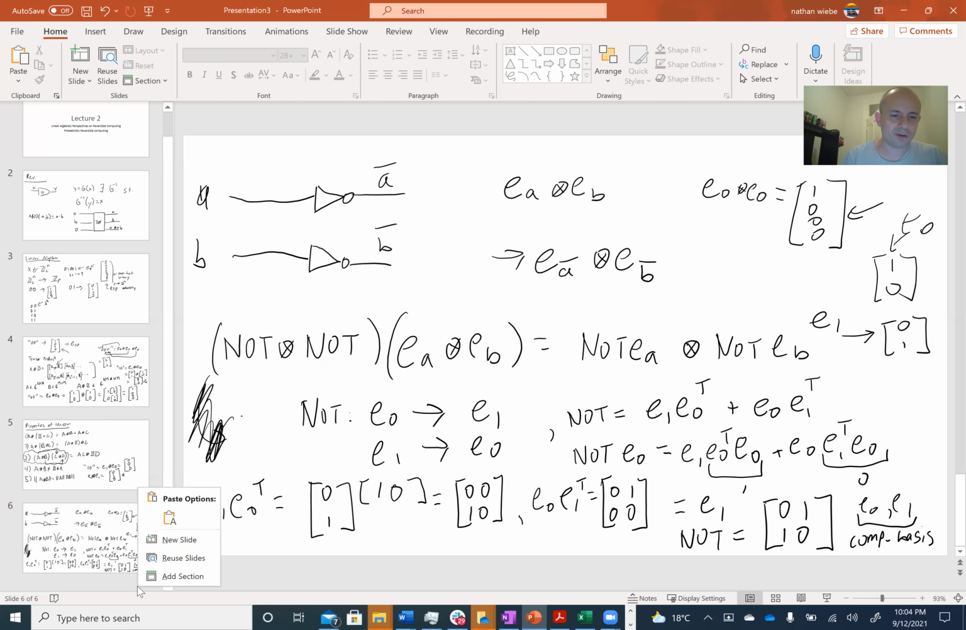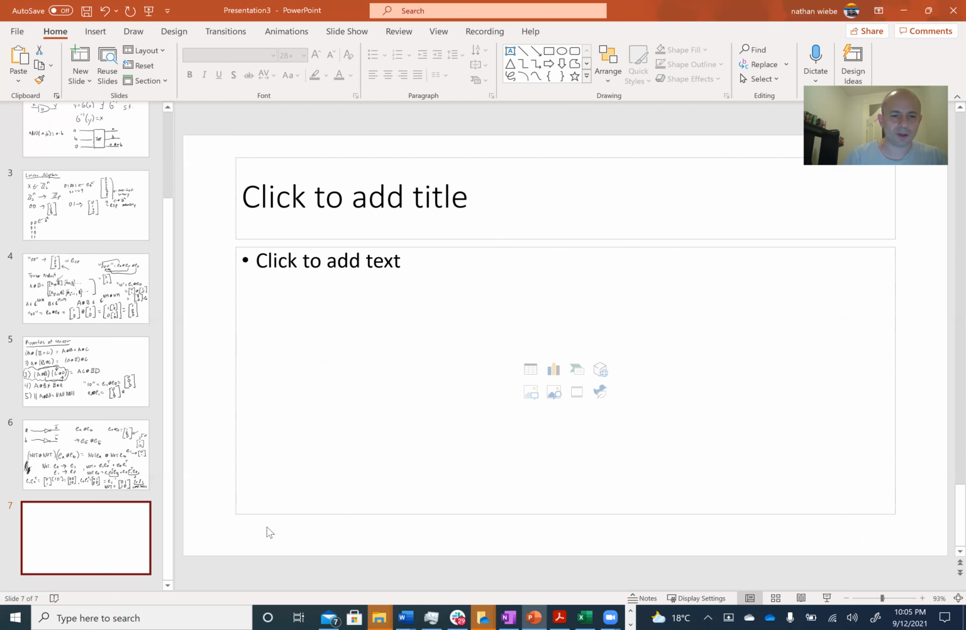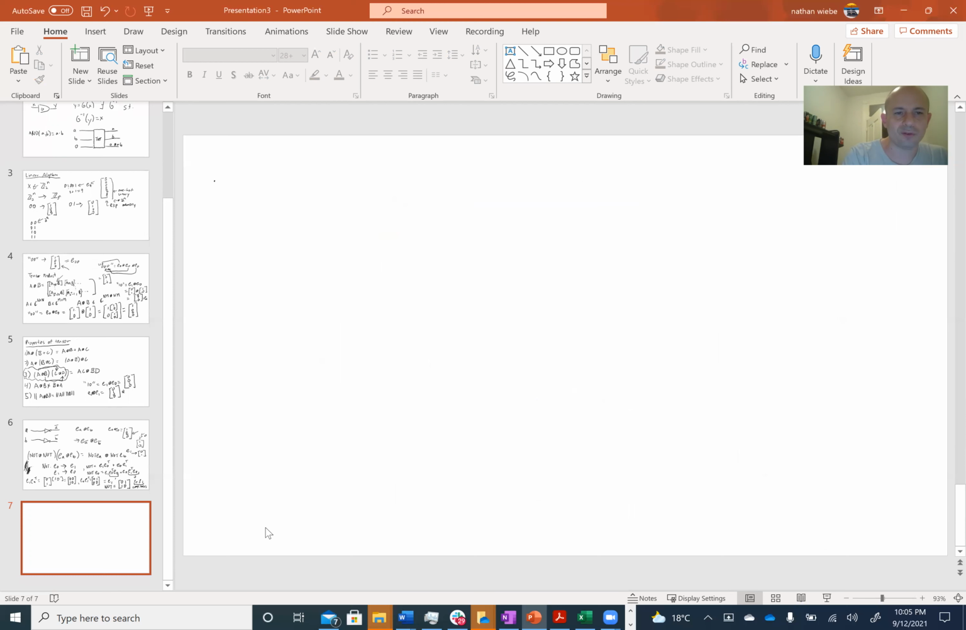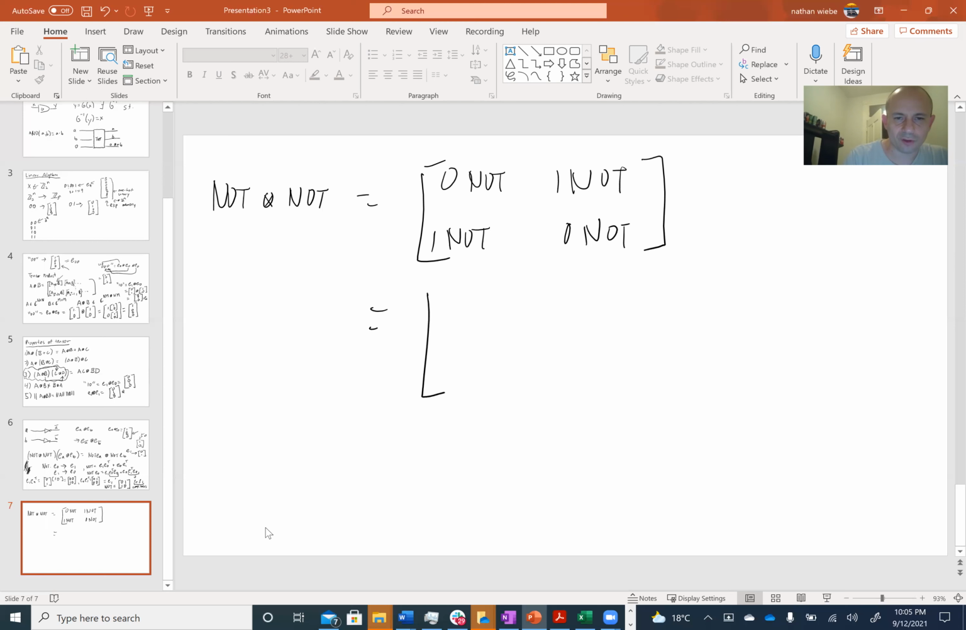And if we wanted to figure out this 2-qubit NOT operation, well, the 2-qubit NOT operation, of course, is NOT tensor NOT. And going through it, this is just equal to 0, NOT, 1, NOT, 1, NOT, 0, NOT, which of course is just 0, 0, 0, 1, 0, 0, 1, 0, 0, 1, 0, 0, 1, 0, 0, 0.